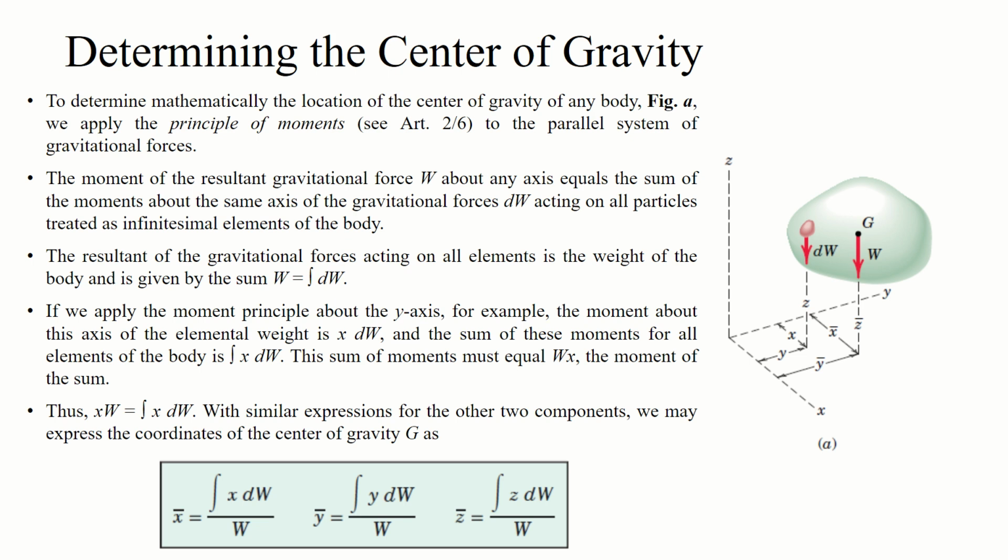Now to visualize the physical moments of the gravity force appearing in the third equation, we may reorient the body and attach the z-axis horizontally. It is essential to recognize that the numerator of each expression is the sum of the moments, whereas the product of W and the corresponding coordinate represents the moment of the sum. That is important. This moment principle finds repeated use throughout mechanics.